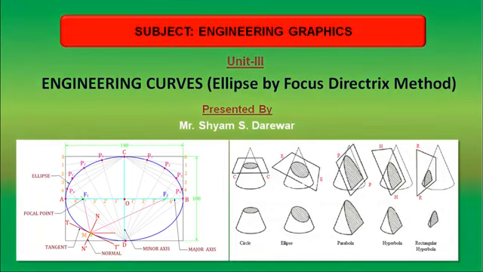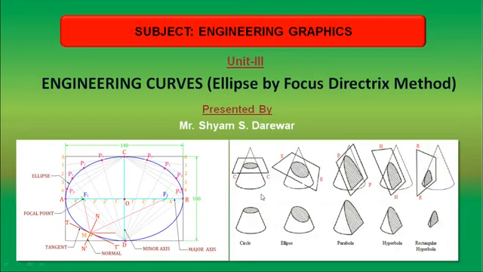The third unit is engineering curves. We have 10 different types of curves in our syllabus. Out of that, the first section is conic sections. So what does conic mean? You can see this diagram has a cone, and these are nothing but the positions of the cutting plane. On the basis of the position of the cutting plane which cuts this cone, we get different types of shapes.